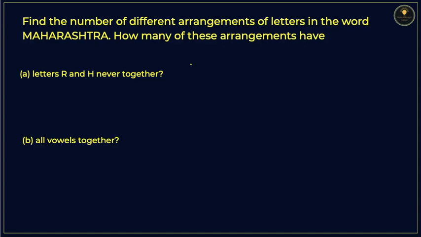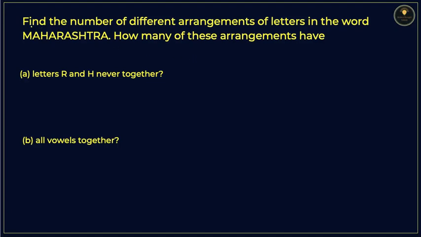In this problem, we have to find the different arrangements of the letters of the word Maharashtra, and there are two conditions given. The first condition is that the letters R and H are never together, and the second condition is that all vowels are together. First, let's understand how many ways we can arrange the letters if there is no restriction.